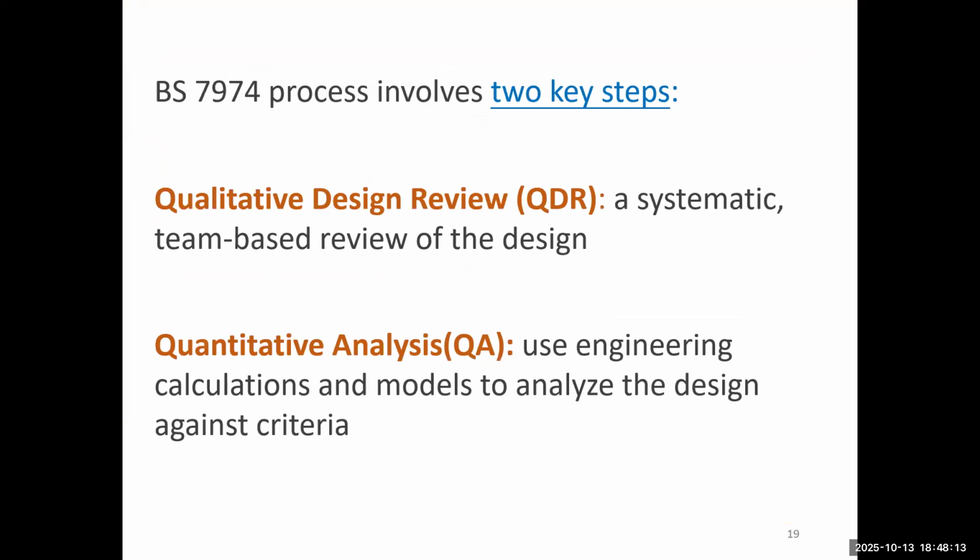For BS 7974, the process involves two key steps. Please take your attention on this part. The first one is the qualitative design review, and the second one is quantitative analysis. The qualitative design review is a systematic team-based review of the design, and in the quantitative analysis, we use engineering calculations and models to analyze the design against the criteria. The result must be satisfactory before proceeding.